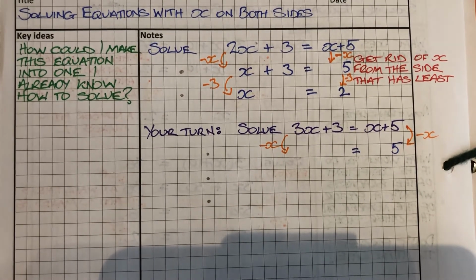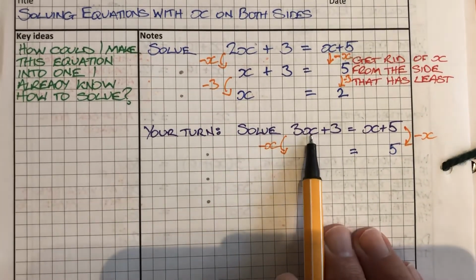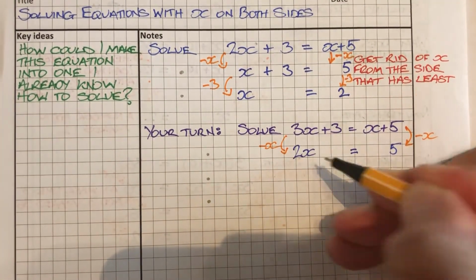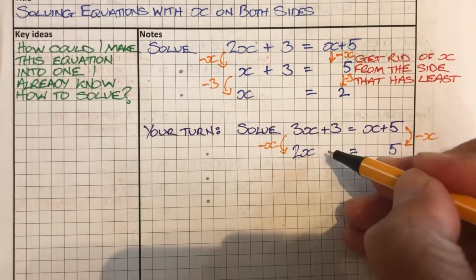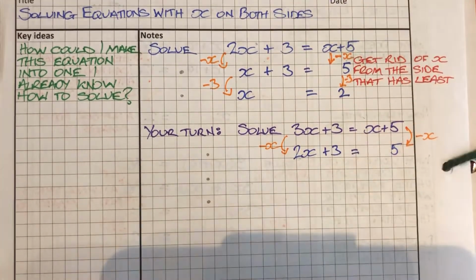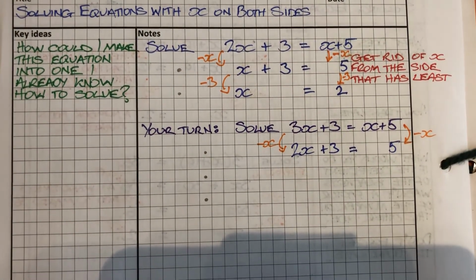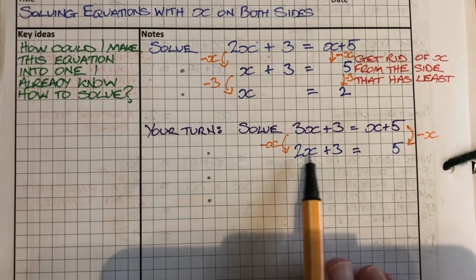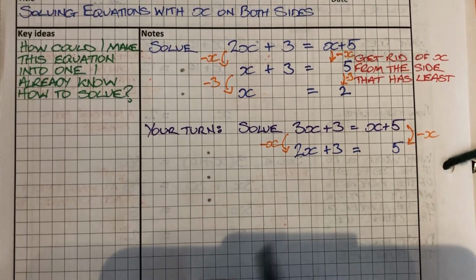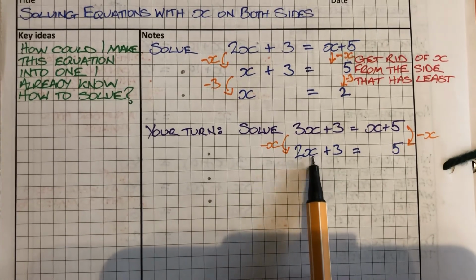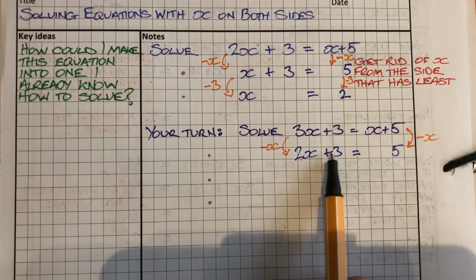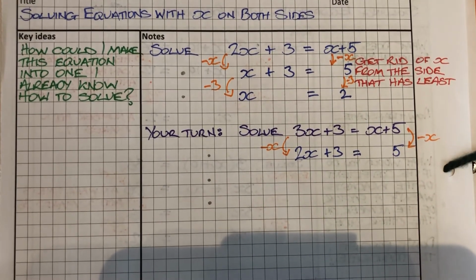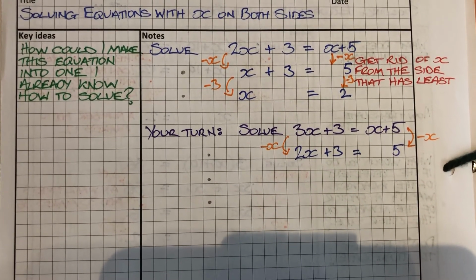What have I got on this side? I've got 3x, take away 1x, leaves me with 2x, and the add 3 that I haven't done anything with, so I copy it down. Read the equation. 2x add 3 equals 5. Translate the equation. A number times by 2 and add 3 makes 5. This is the same as the first set of equations that we were looking at.